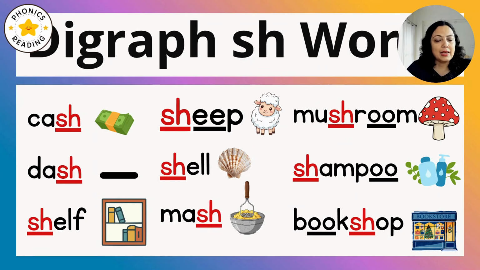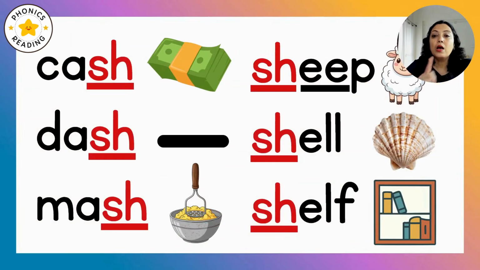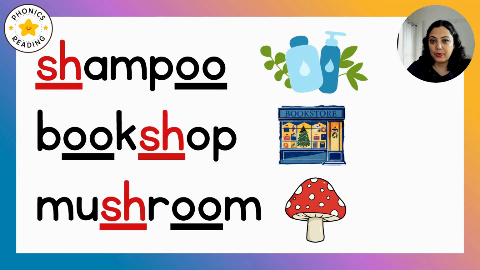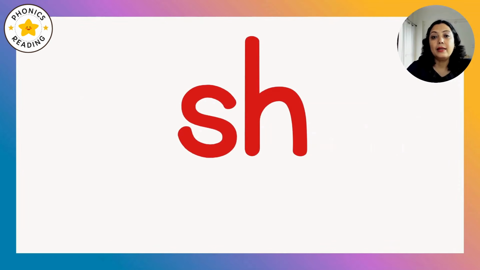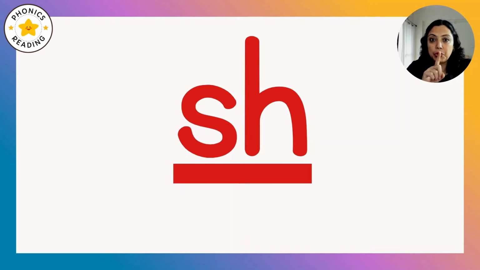In today's lesson, we will learn to read digraph words. Are you ready? Let's get started. Letter S and letter H, when they come together, they make a new sound. Sh. Sh is a digraph. Digraphs are two letters and a new sound.